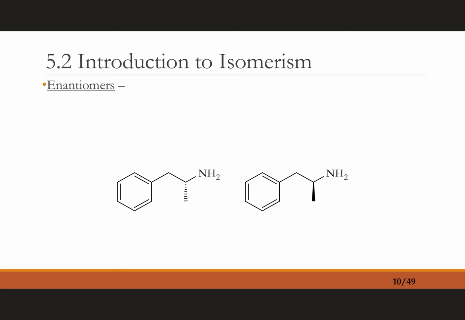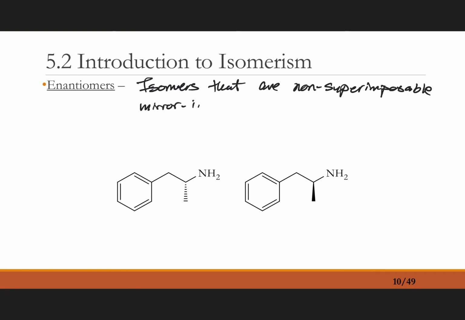When molecules have chirality, and there's multiples of them that are mirror images that are non-superimposable, we call those enantiomers. So these are isomers that are non-superimposable mirror images. And I'm going to add here, and they are chiral.